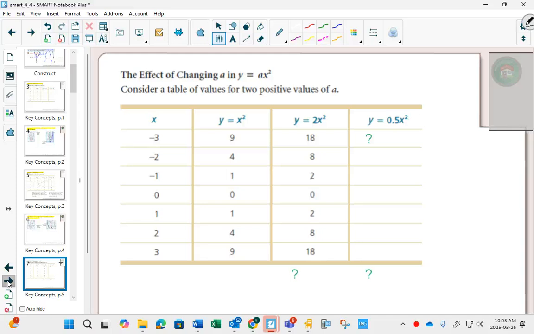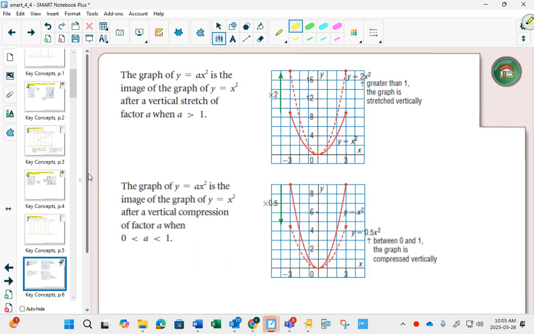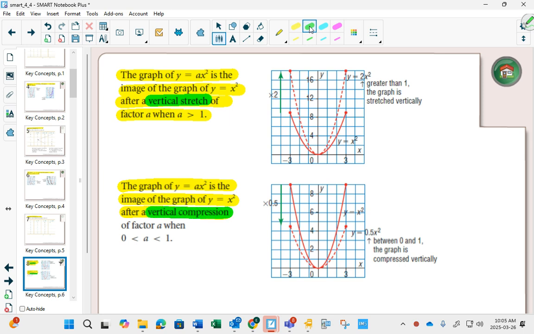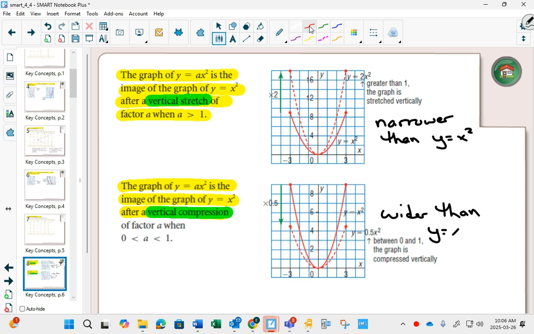And finally, one more thing to highlight. If we look at the a value, maybe I'll take a different color just for this word. We call this a vertical stretch or a vertical compression. This is the proper terminology, but you'll also hear of this using this word. I guess I need a y equals here. This one's narrower than y equals x squared, and this is wider than y equals x squared.